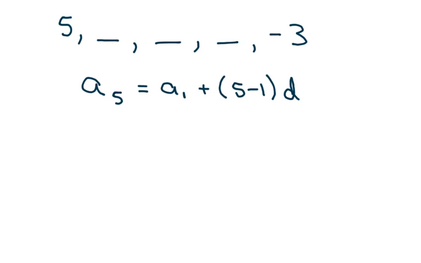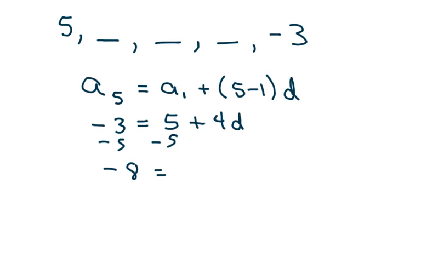So my fifth term is negative 3. My first term is 5. And then I have plus 4 times d. So we're going to solve for d. I'm going to subtract 5 from both sides. So I get negative 8 equals 4d. So d equals negative 2. And then from here, all you're going to do is subtract 2. So 5 minus 2 is 3, 1, negative 1, and negative 3.